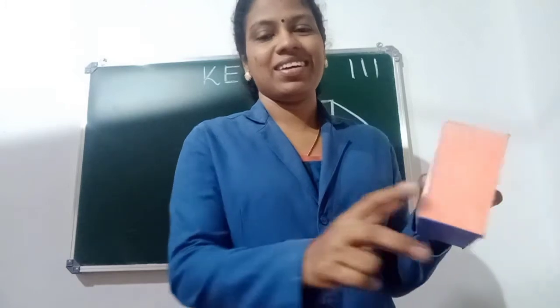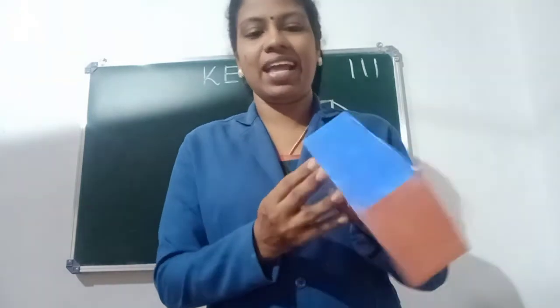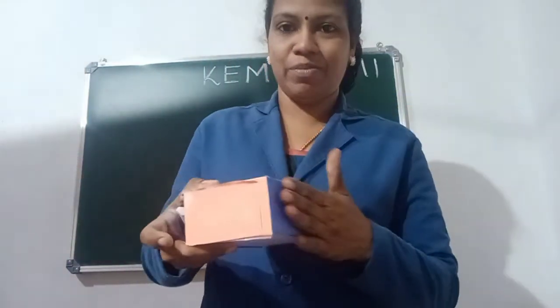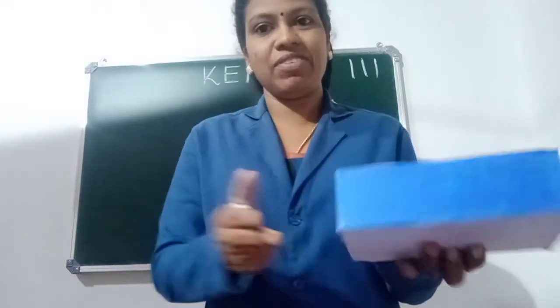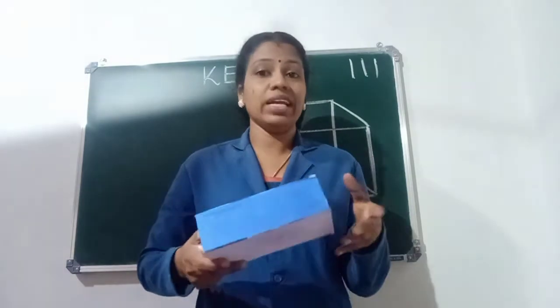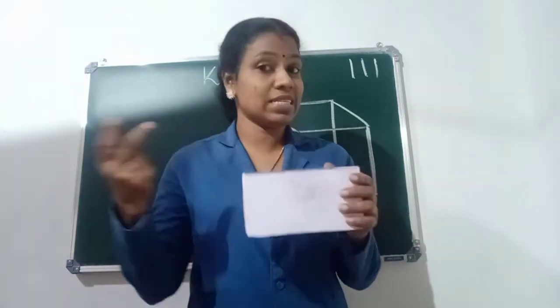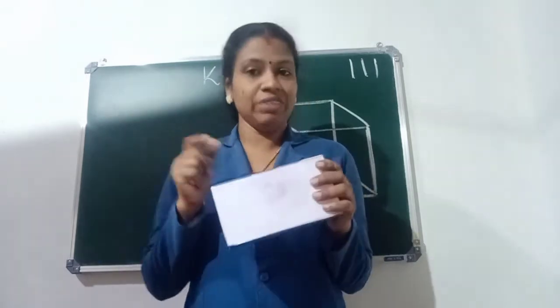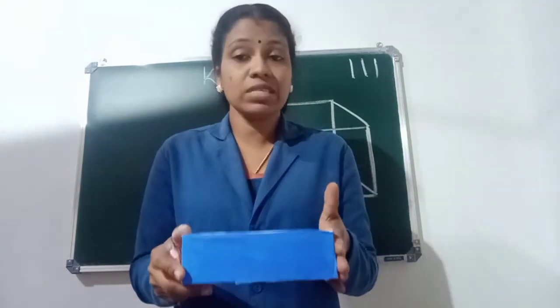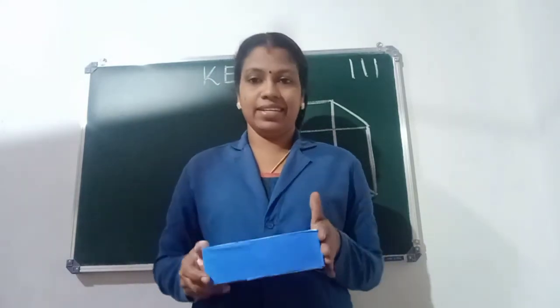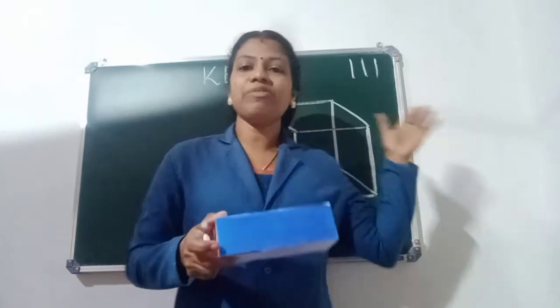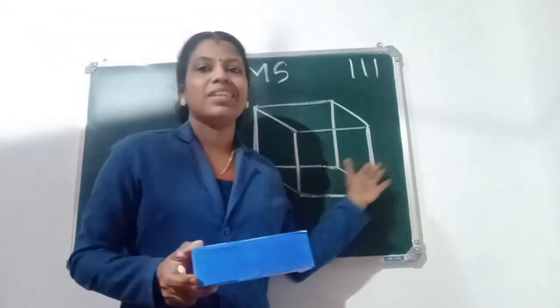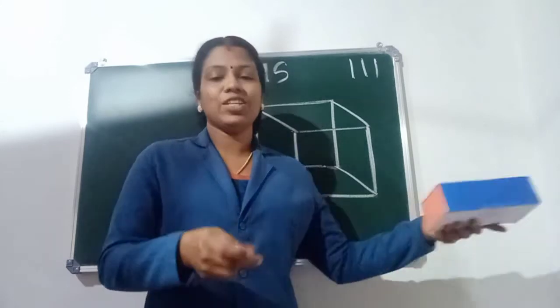And in a cuboid, opposite faces are identical. This face and this face are the same, identical. And this face is the same, and also these faces are identical. Only opposite faces. Opposite sides of a rectangle are equal, that we learned in plane shapes. Here, opposite faces of a cuboid are identical. Now it's clear? In the same way you can draw a cuboid, but using a rectangle.